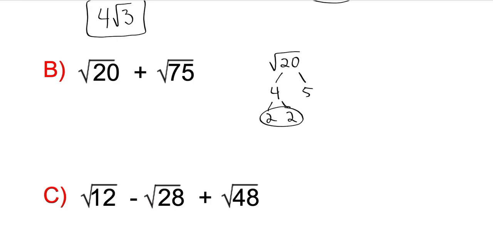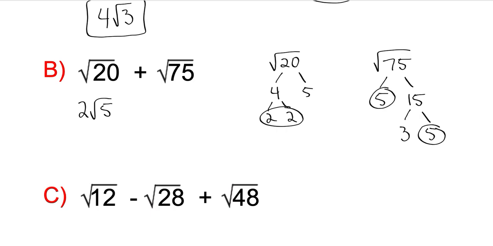So the 20 is a 2 root 5. So the root 75 breaks down to 5 and 15, and the 15 breaks down to 3 and 5. So we have a pair of 5s. That is 5 root 3 for that one.